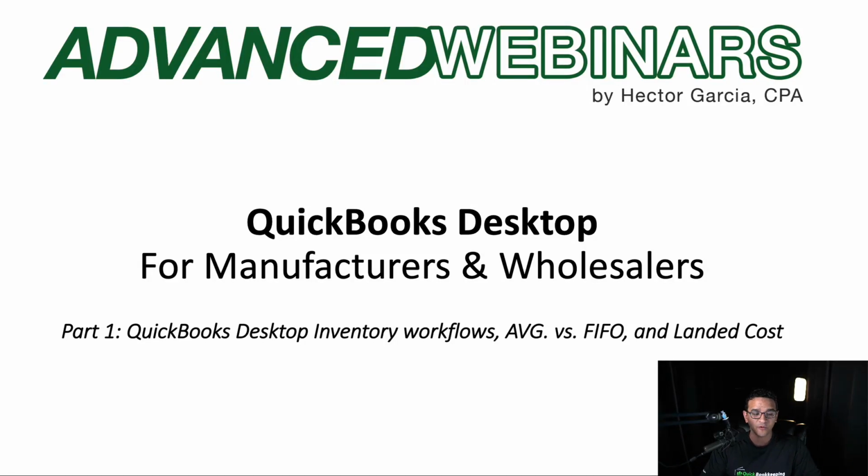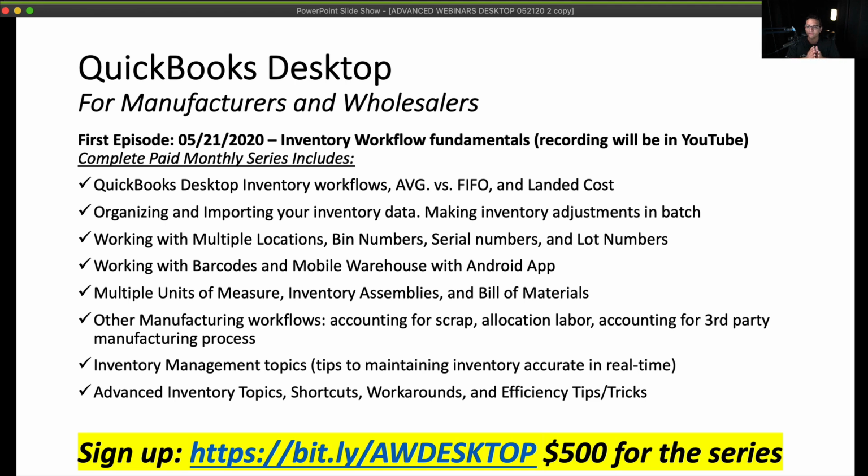This would be part one of our QuickBooks Desktop for Manufacturing and Wholesaler series. In today's episode, we're going to talk about QuickBooks Desktop inventory workflows, average versus FIFO. Now, this would be part one of an 8-part series that starts today. The 8-part series will be recorded once per month for the next 8 months. So it will be May through December of 2020.